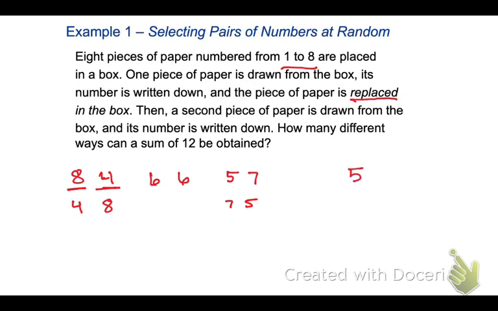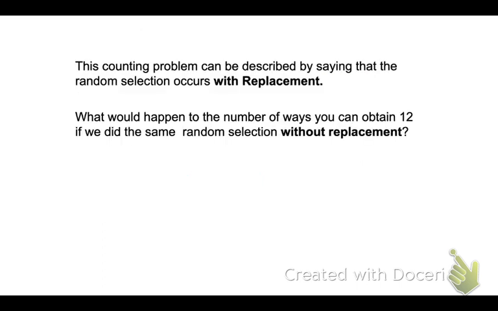That wasn't bad to figure out. When they're that easy, that's what you'll do. When they're not that easy, you'll do something else. This counting problem can be described by saying that the random selection occurs with replacement. If you were to do it without replacement, how would that change it? Because we had 5 with replacement.